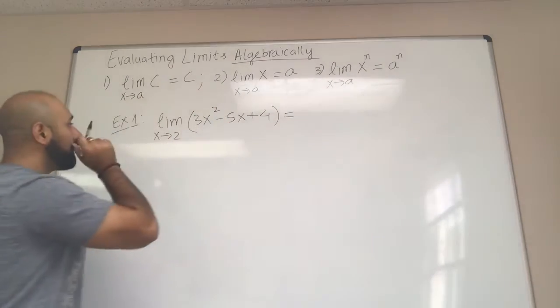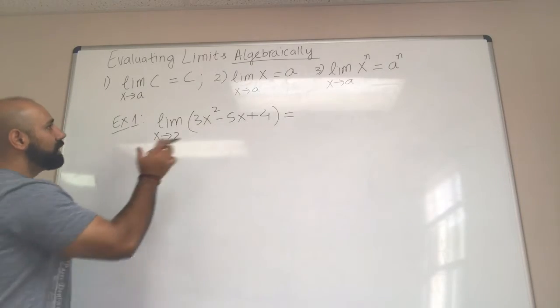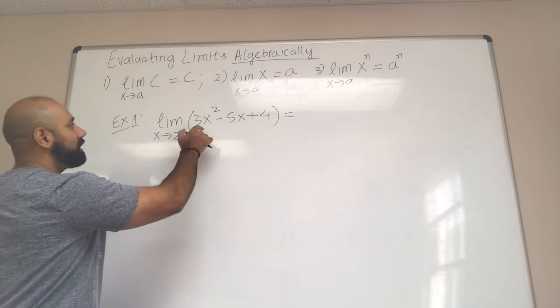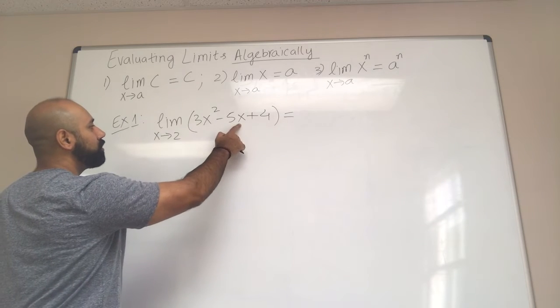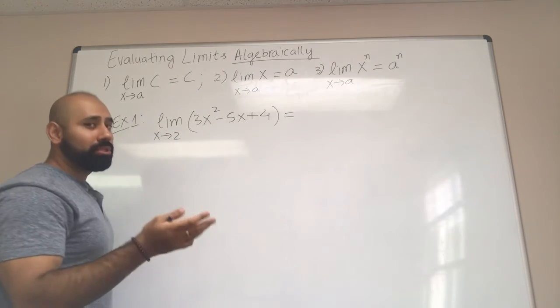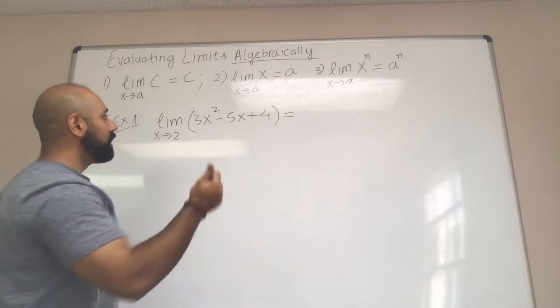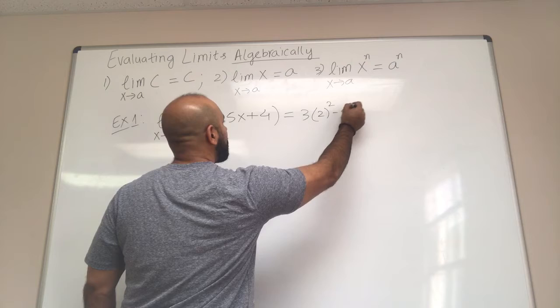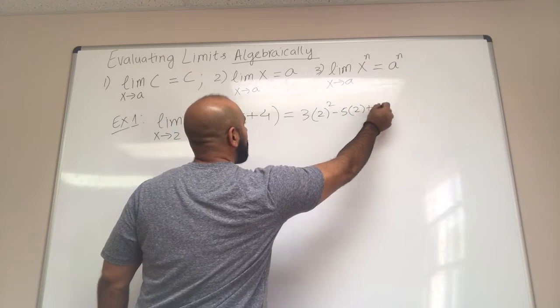and then there's a constant 4. So what you can simply do is, based on the basic properties you see here, just substitute x equal to 2, and for 4 you cannot substitute anything, you just leave it as 4. So it's going to look like 3 times 2 squared minus 5 times 2 plus 4.